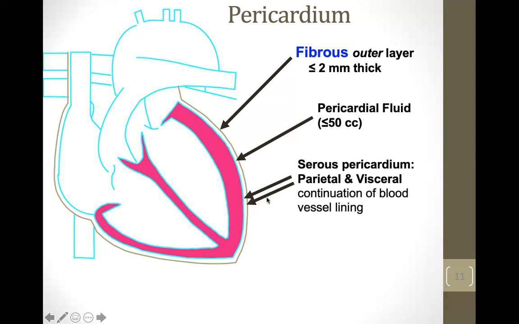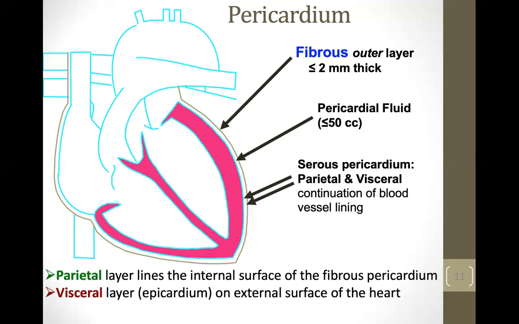Now, what's kind of interesting to realize is that this serous pericardium, both the visceral and the parietal layers, is really just a continuation of our blood vessel lining. So the linings of all of our blood vessels, including within the heart, have this lining that is helping to protect it and to regulate what's happening to it. It can secrete fluids, and this is a continuation of our blood vessels themselves.